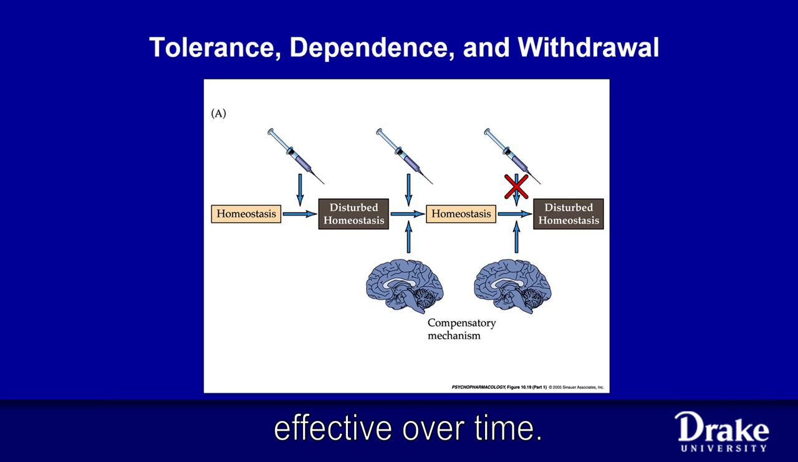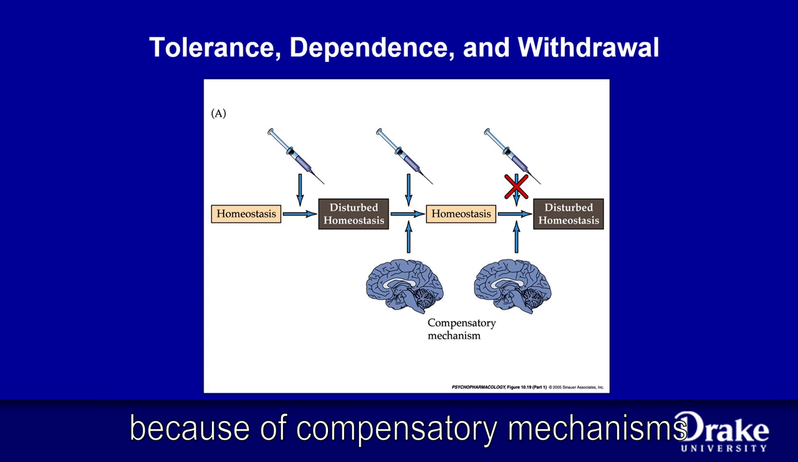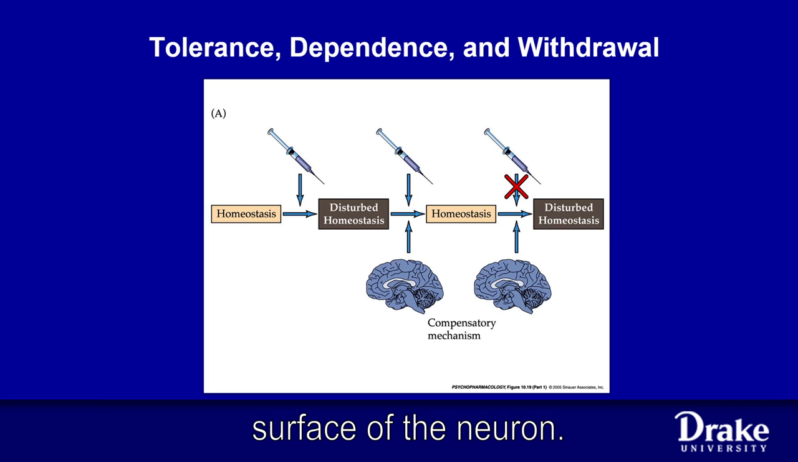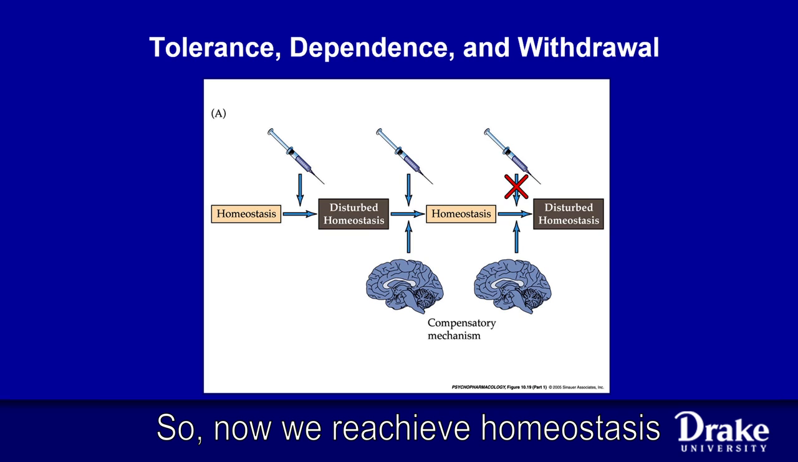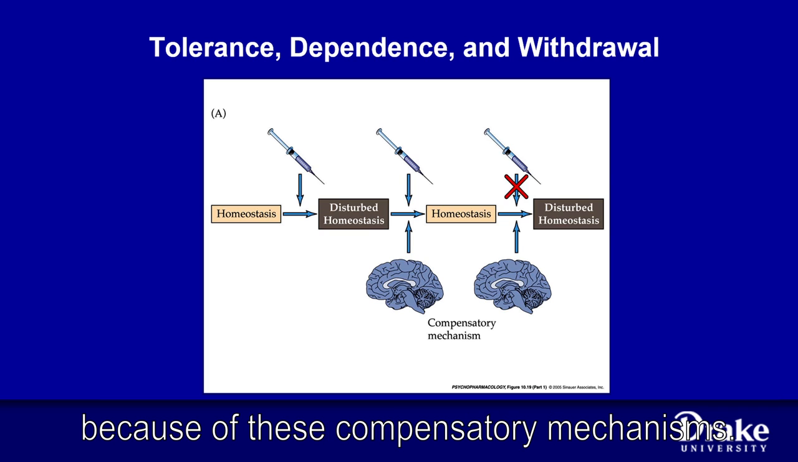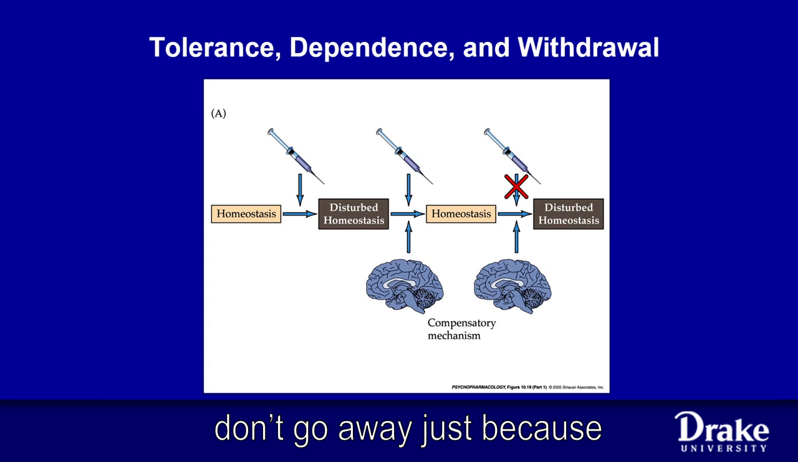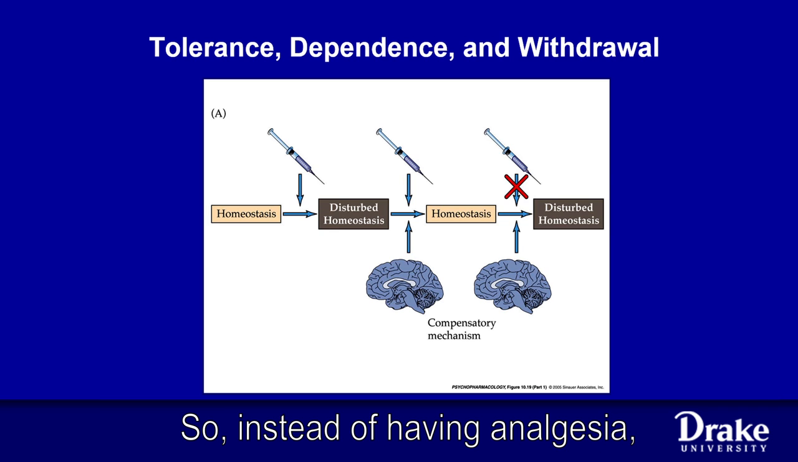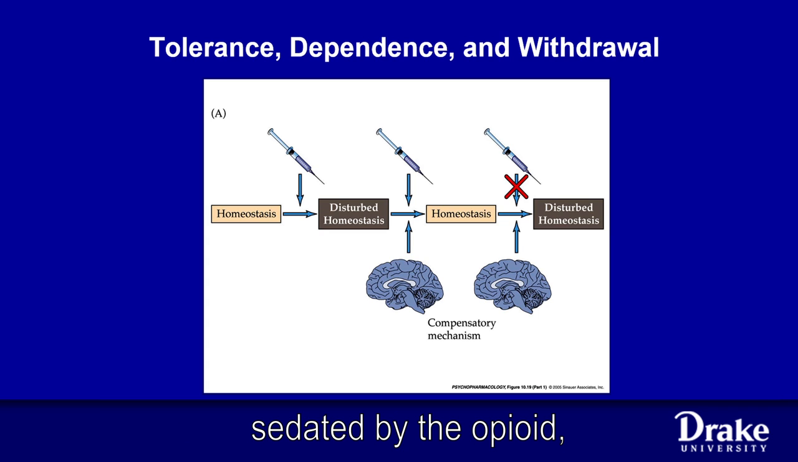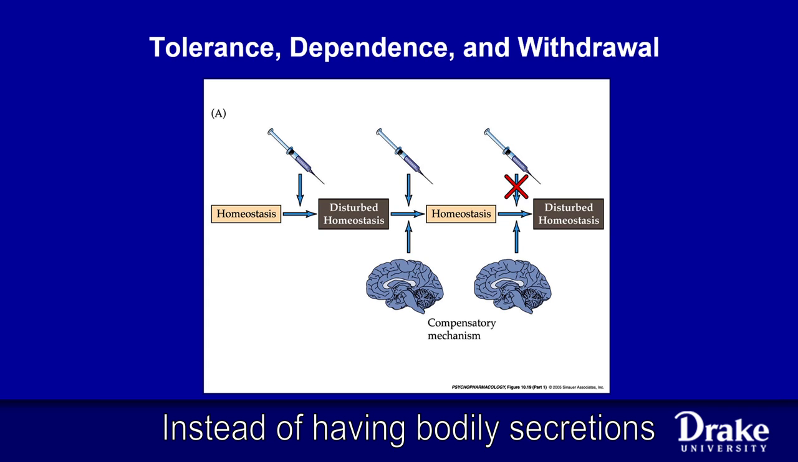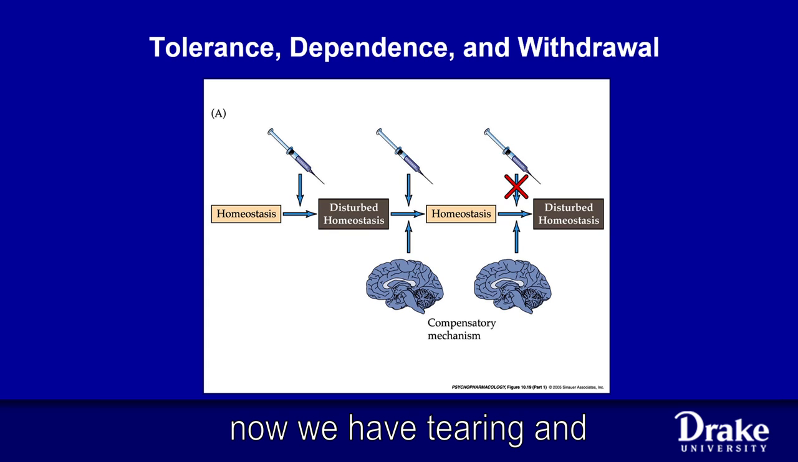So the opioid will become less effective over time because of compensatory mechanisms in the neurons that are counteracting the drug, such as changing receptor density on the surface of the neuron. And there are some others as well. So now we re-achieve homeostasis in the presence of the drug because of these compensatory mechanisms. But then imagine that the individual attempts to abstain. They recognize using this drug is not a constructive force in my life. I'm going to stop using it. Well, what happens is the compensatory mechanisms in the brain and nervous system don't go away just because the individual stopped using the drug. So instead of having analgesia, we have pain. Instead of being calmed and sedated by the opioid, now we have anxiety and restlessness. Instead of having constipation, now we have diarrhea. Instead of having bodily secretions being dried out, now we have tearing and a runny nose.